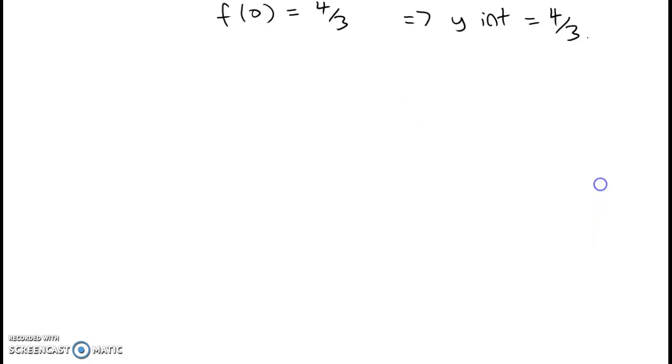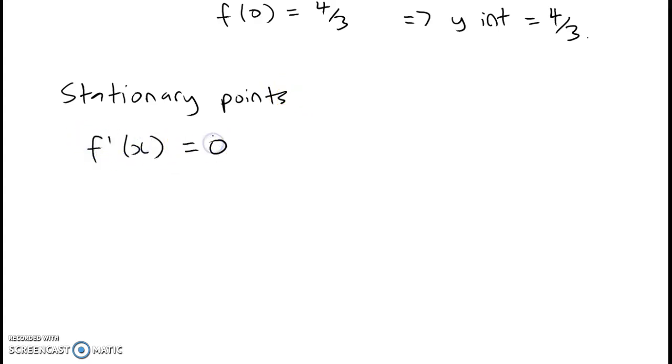Now let's go ahead and find the stationary points. So you can see we're slowly determining all of the information we need to sketch this graph. We've got the equation of the asymptotes, we've got the intercepts. Now we can look at the stationary points. So remember, stationary points, we want to solve the derivative equal to 0. So we want f dash x equal to 0.